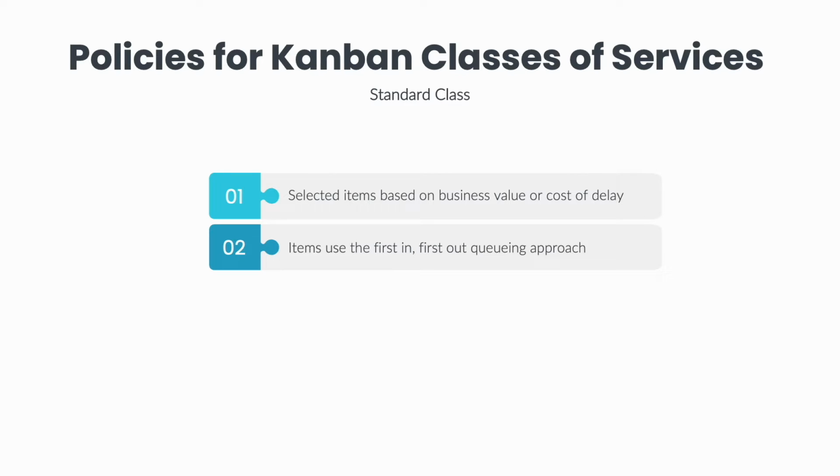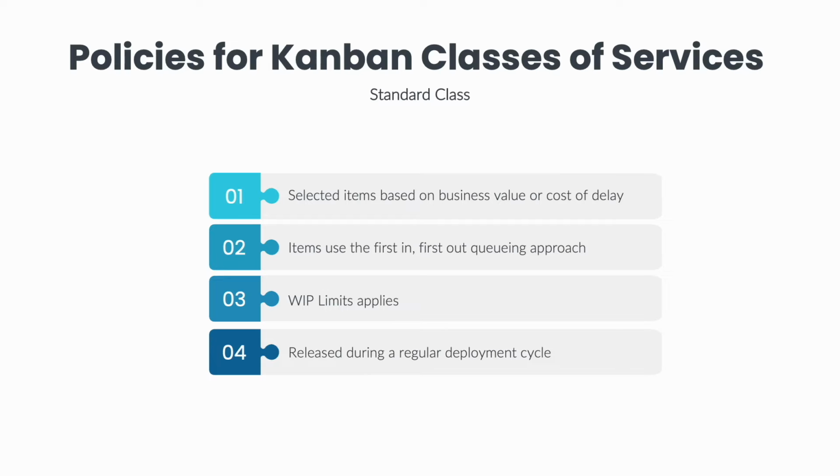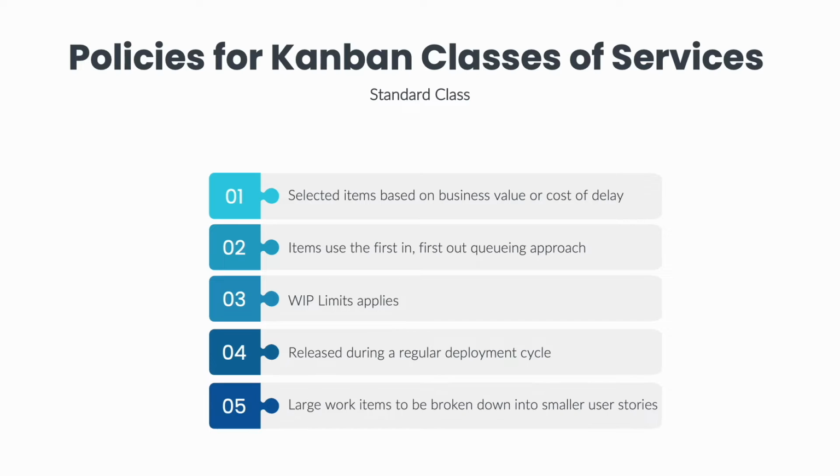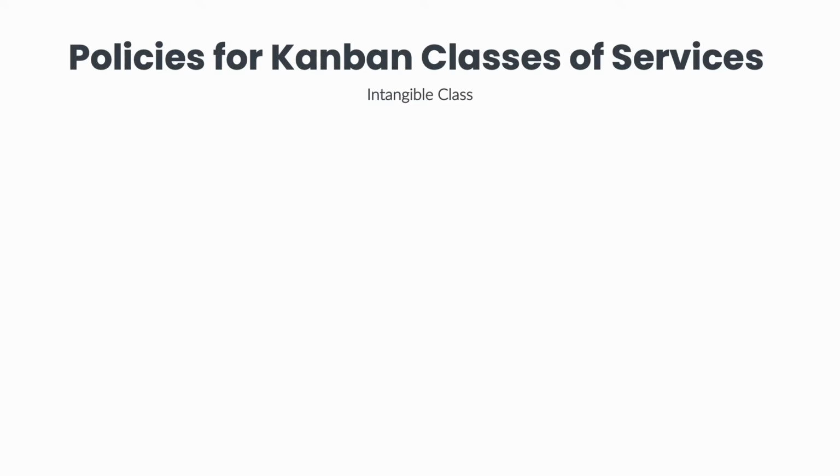These work items use the first in, first out queuing approach as they get pulled through our active Kanban board. These work items must follow the WIP limits. A standard class work item is released during the regular release to production schedule. A good practice is for large work items to be broken down into smaller user stories, preferably to be finished in a week or less.